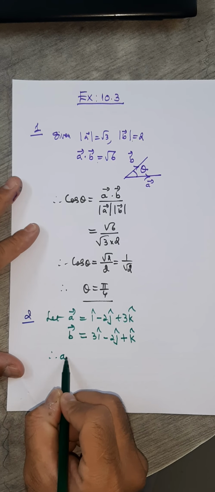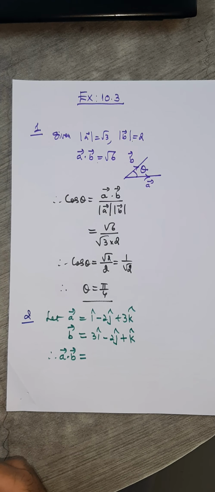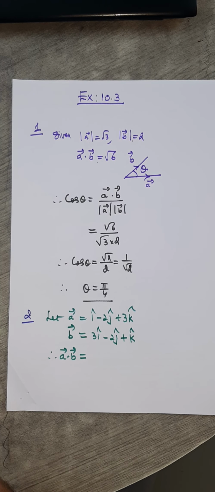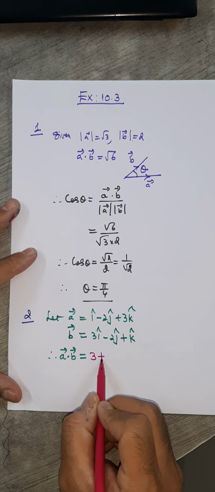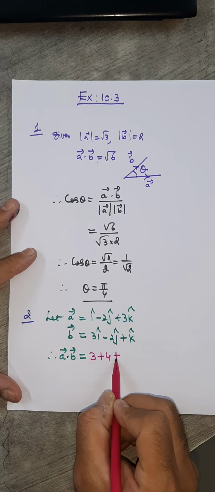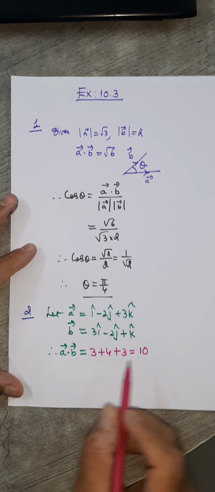Fine. So what is the dot product? Product of the corresponding components, remember. So 1 into 3, 3. This is plus 4. And this is plus 3. So how much are we getting? This is nothing but 10.